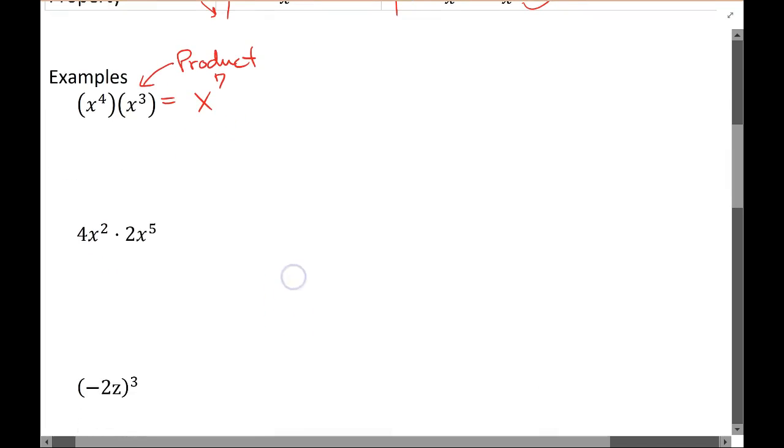Again, in this next example, we're going to use the product property. All right. 4 and 2 are not exponents. They do not follow laws of exponents. 4 times 2 is 8, and x squared and x to the 5th, we add them together, and we get x to the 7th. If you found yourself writing 6x to the 7th, you would be incorrect.